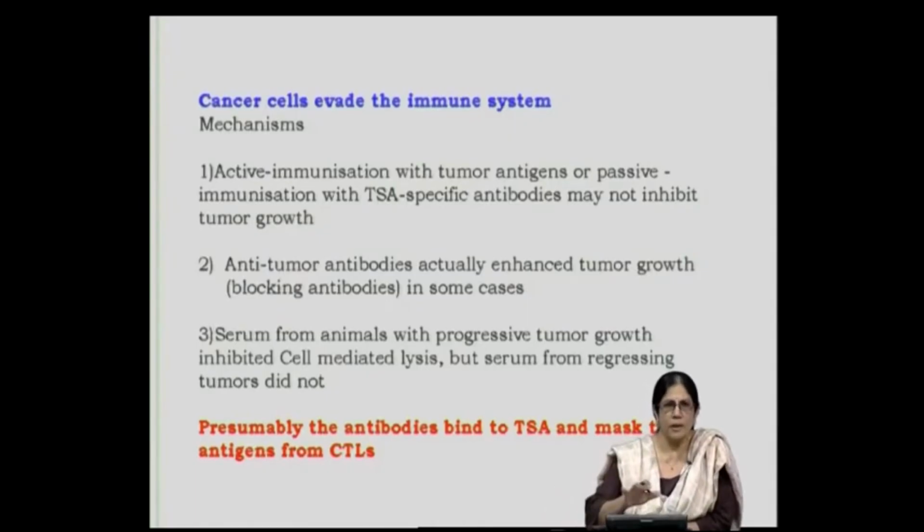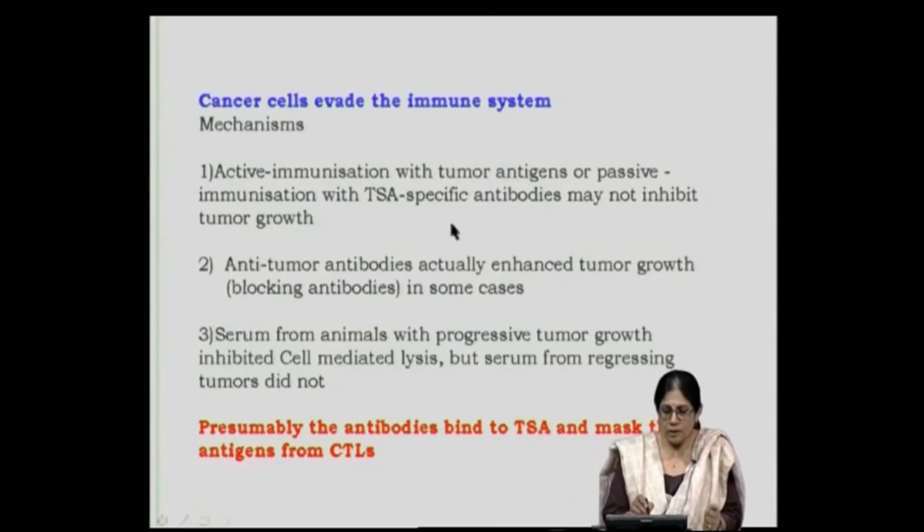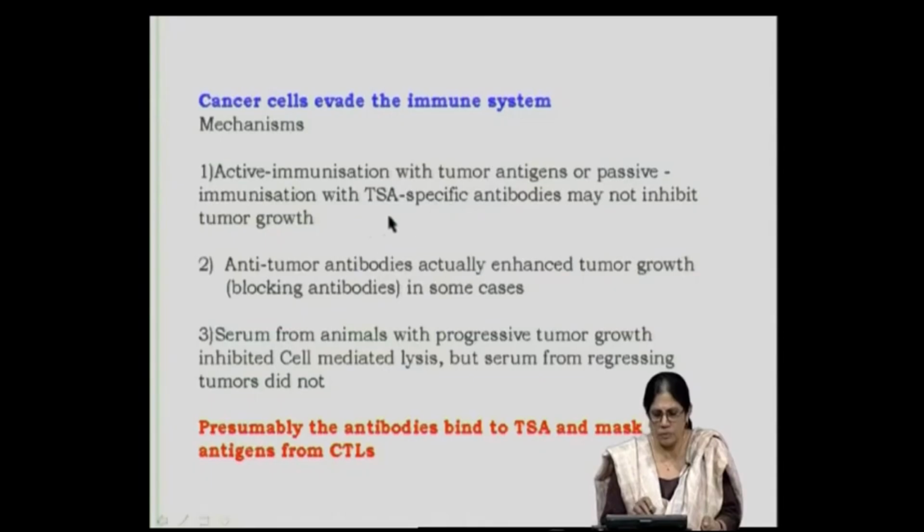However, interestingly, when the tumor is in the mouse, and even the serum and antibodies are in the mouse, it has been seen that even though there is a good level of tumor antigen specific antibodies, there is no inhibition of tumor growth in several types of tumors. So that means the antibodies are doing nothing. Not only that, it was also seen in several instances that anti-tumor antibodies actually enhance tumor growth.